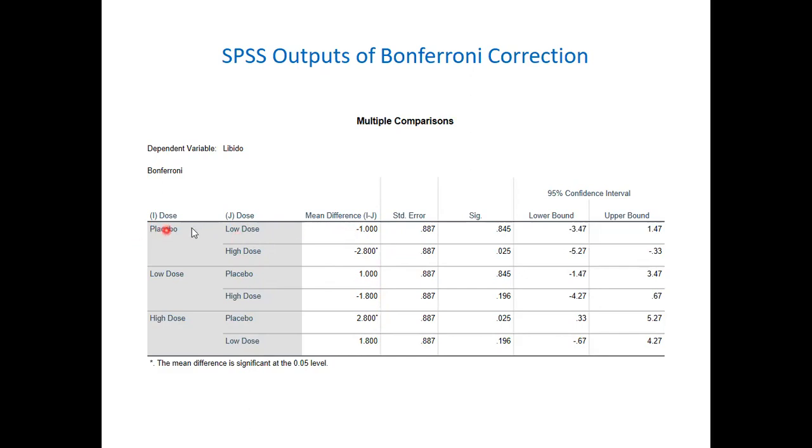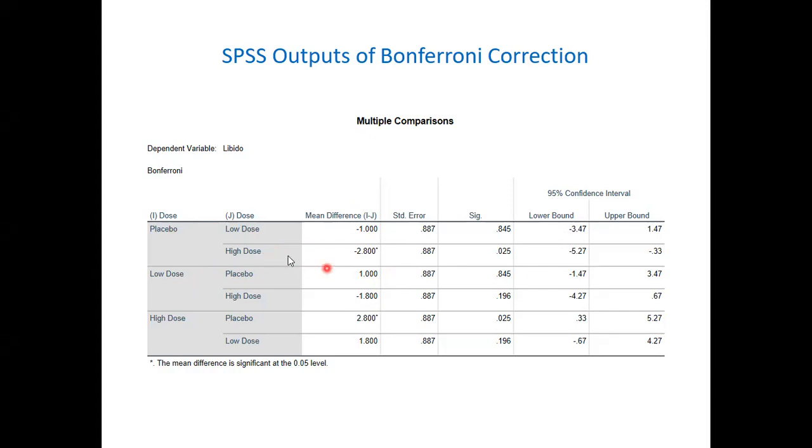So for placebo and low dose, 2.2 minus 3.2 gives you -1. When you come here, low dose and placebo is 1: 3.2 minus 2.2 is 1. It's still the same thing, only the opposite sign. If you subtract bigger from smaller, it gives you negative; if you subtract smaller from bigger, it gives you positive. It's still the same thing.